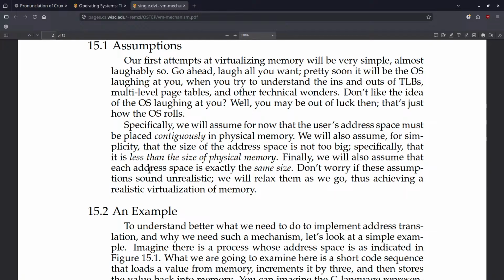Well, you may be out of luck then. That's just how the OS rolls. Specifically, we will assume for now that the user's address space must be placed contiguously in physical memory. We will also assume for simplicity that the size of the address space is not too big, specifically that it is less than the size of physical memory.